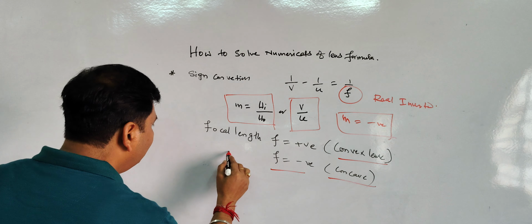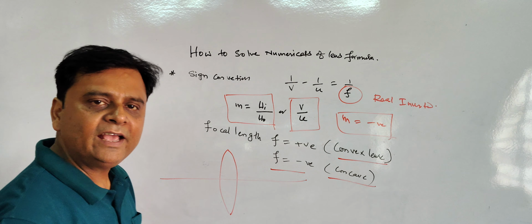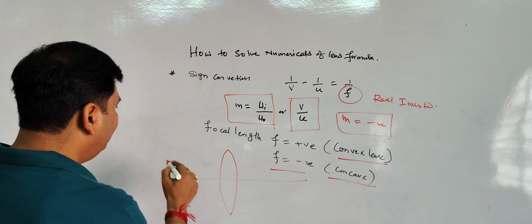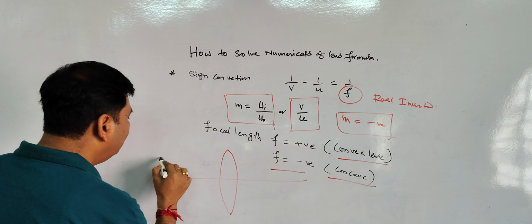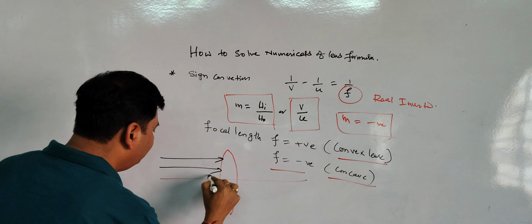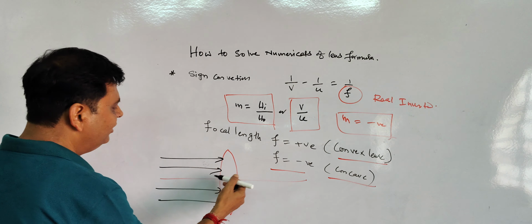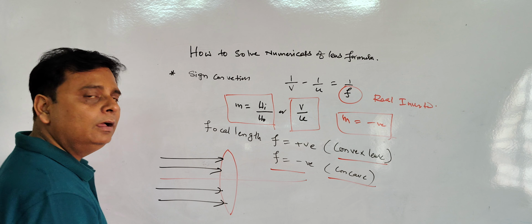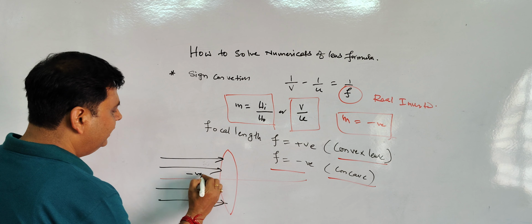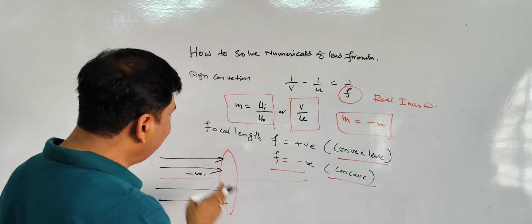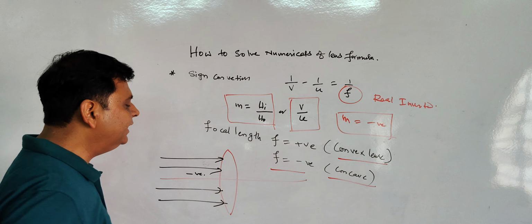For example, this is our lens and this is the principal axis. If these are the rays of light incident on this lens, always remember all the calculations in the direction opposite to the rays of light will be taken as negative, and all the values which are in the direction of the rays of light will be taken as positive.